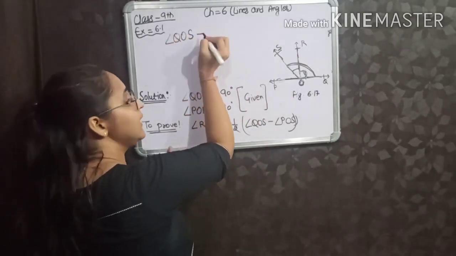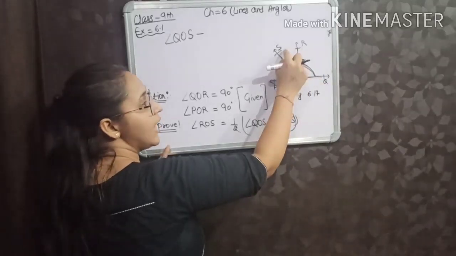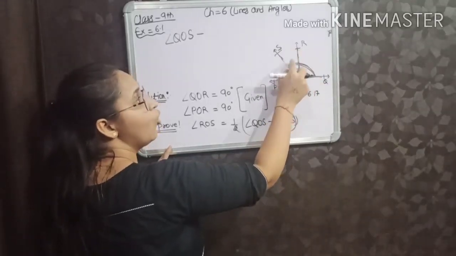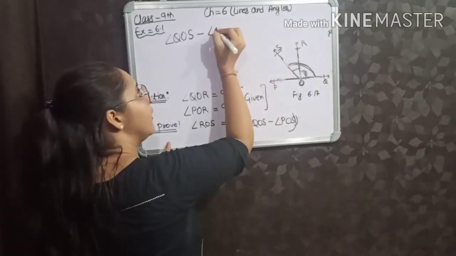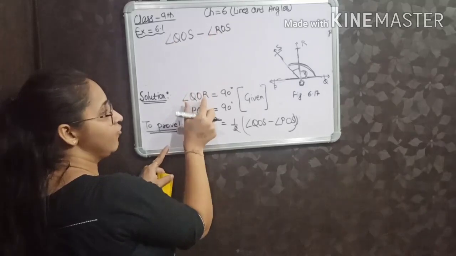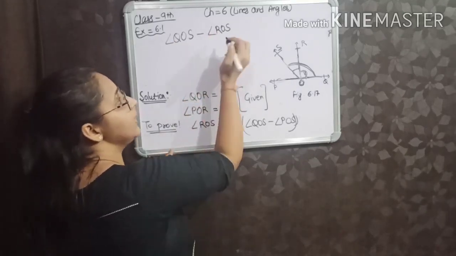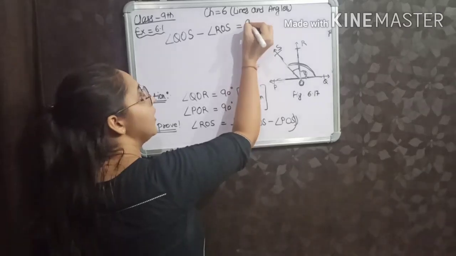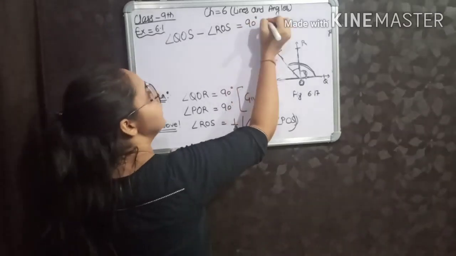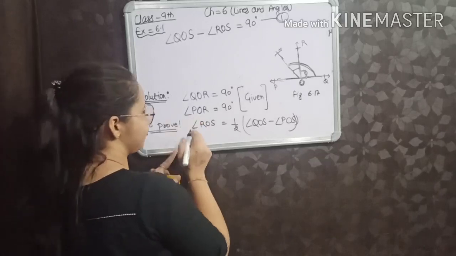minus, from this complete angle I subtract angle ROS, and this value will give you angle QOR, and angle QOR is 90 degrees. So I can write it as this. This is the first equation.